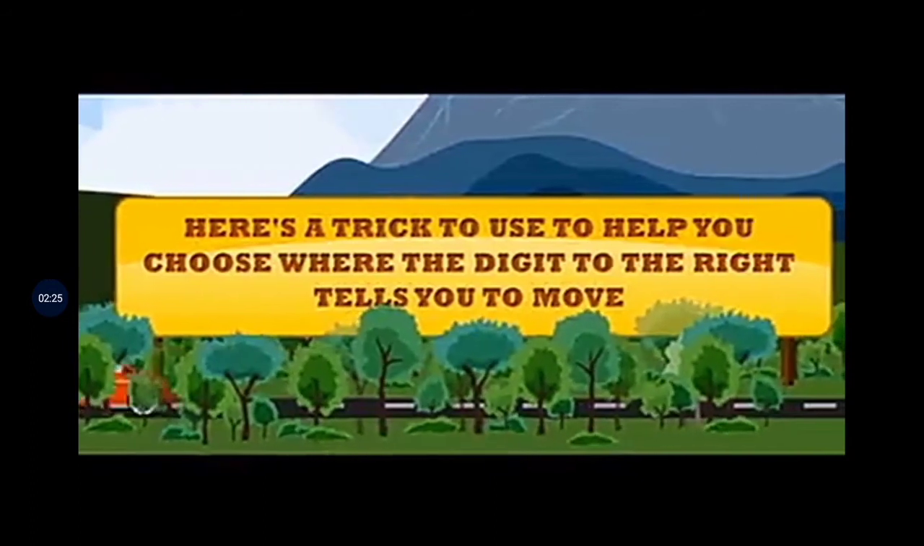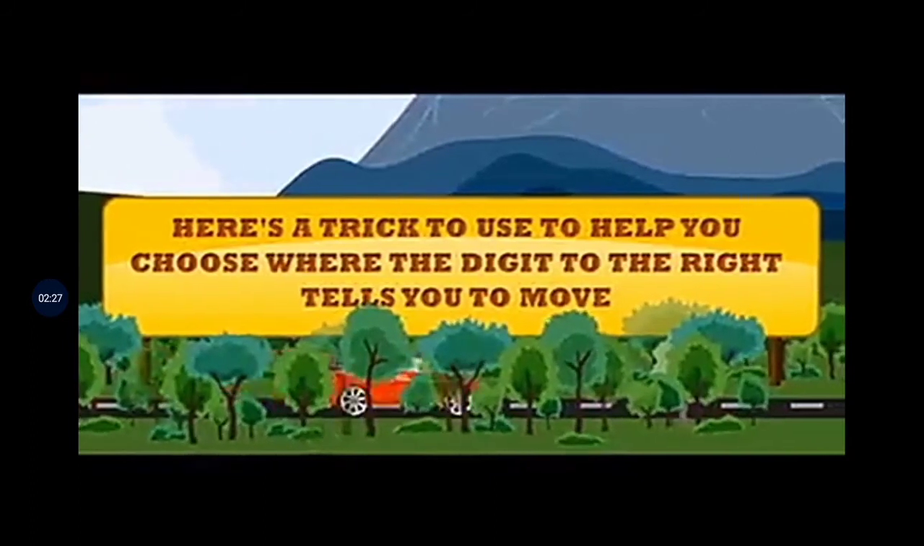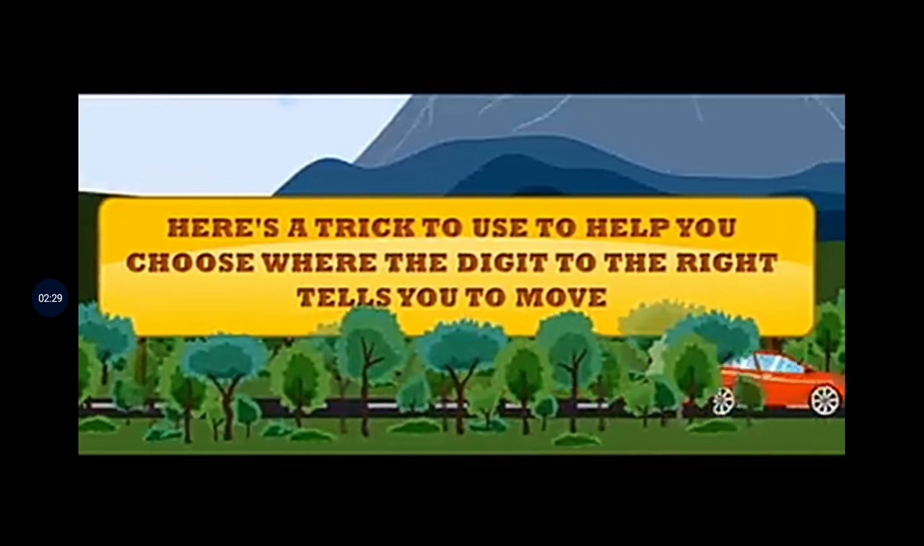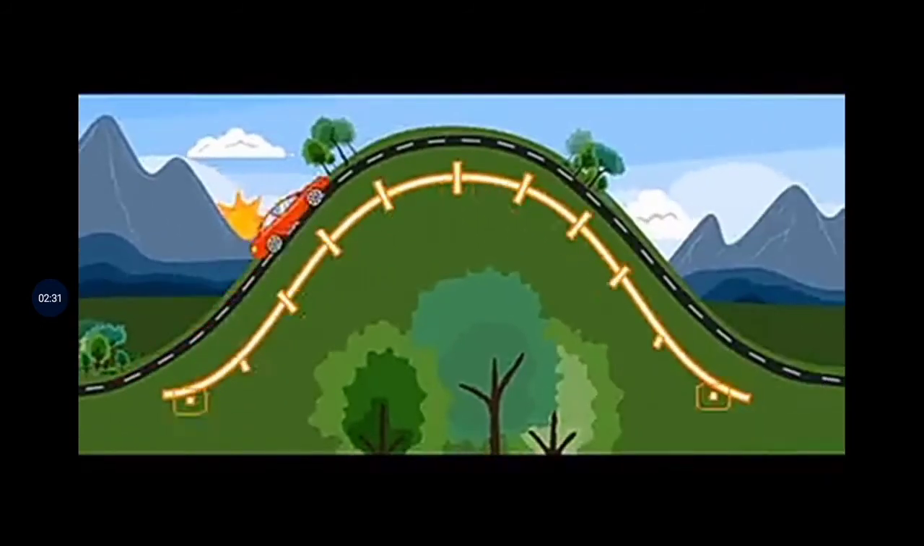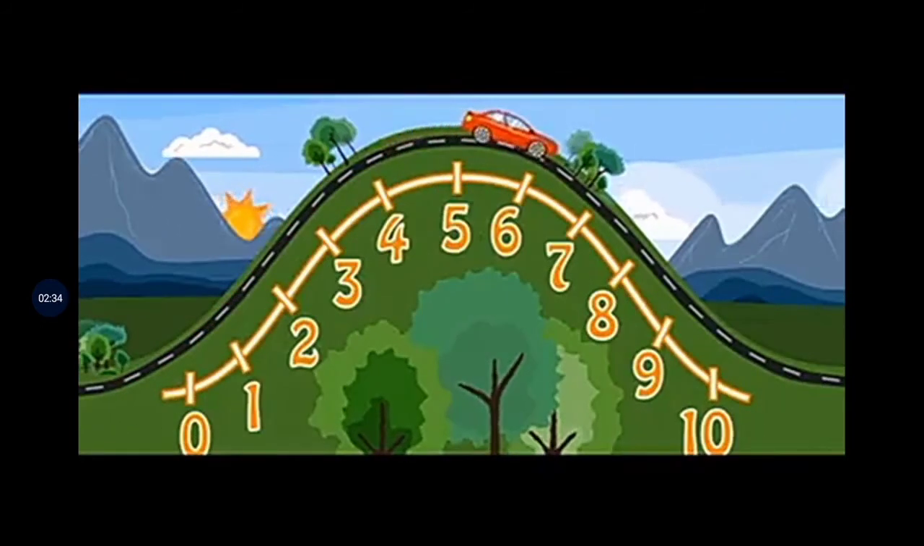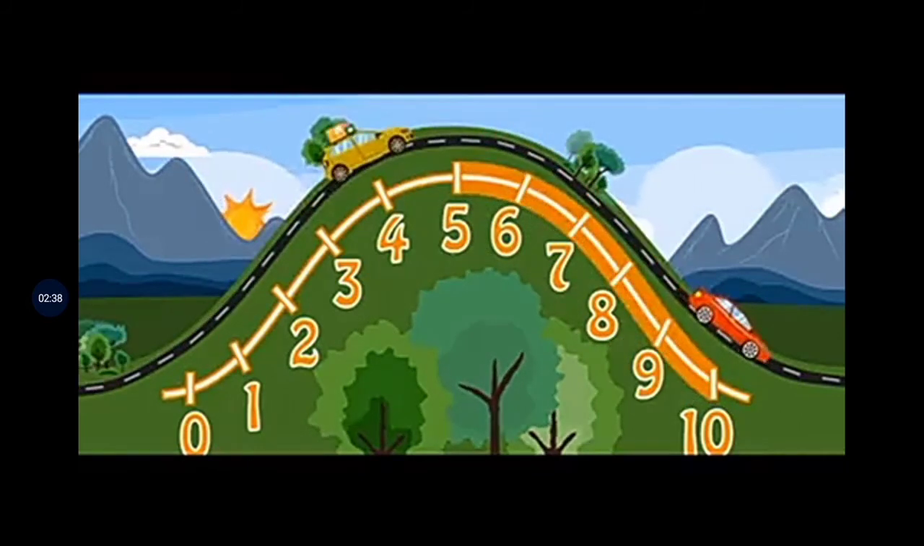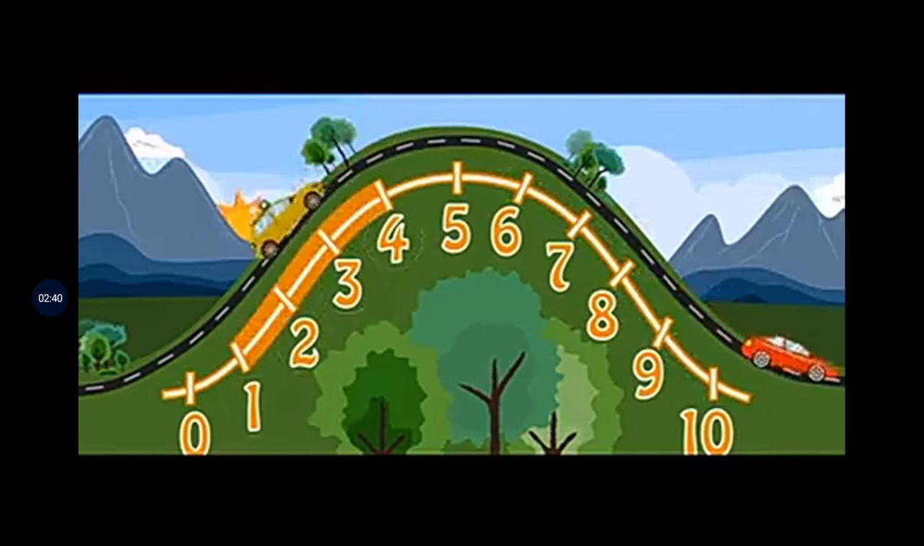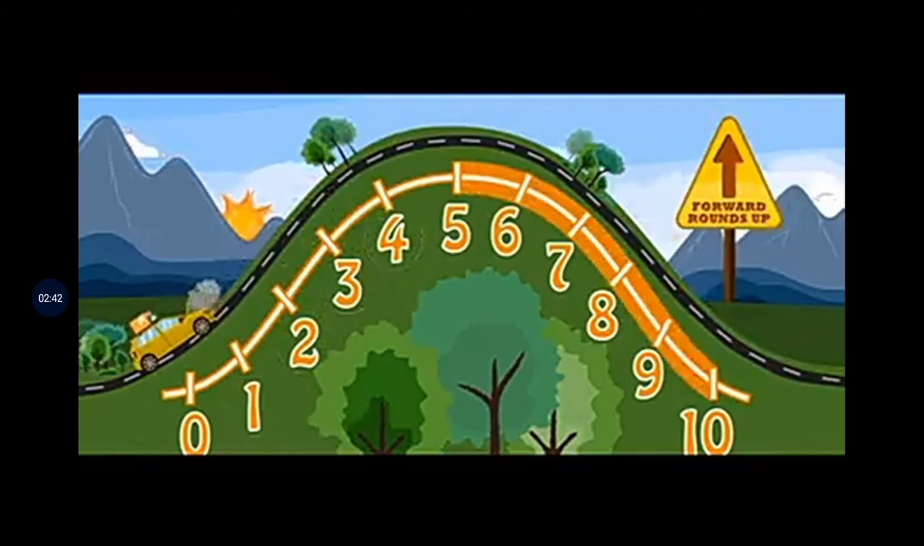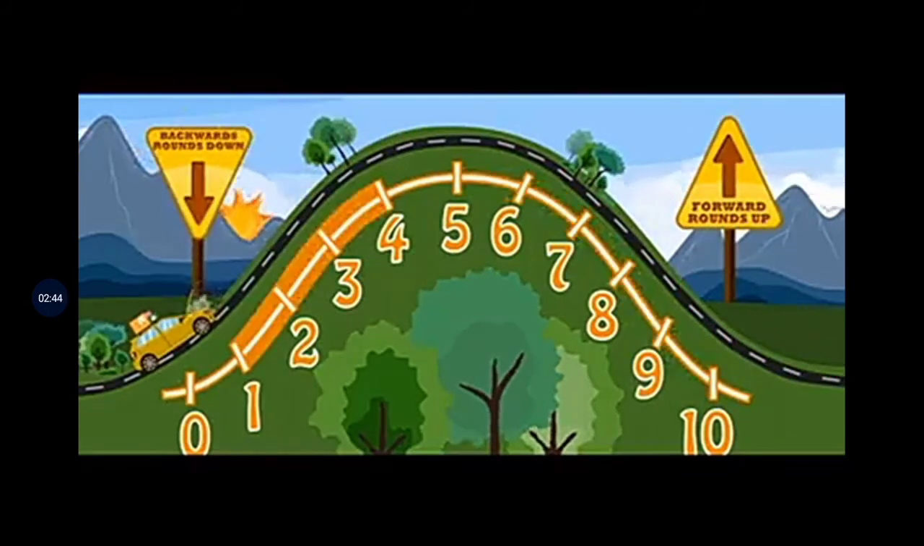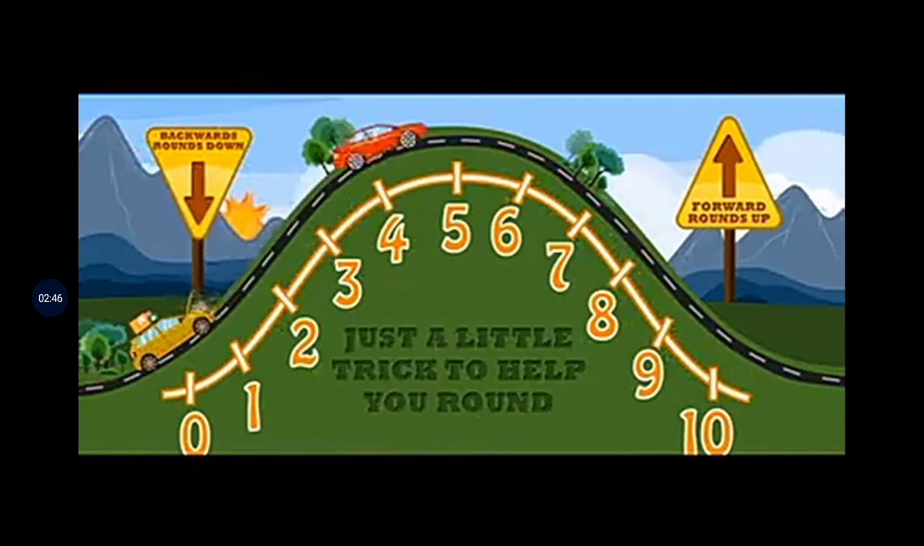Here's a trick to help you choose where the digit to the right tells you to move. Draw 0 to 10 on a hill with 5 on top. A car drives until it comes to a stop. If it's 5 or more, it moves forwards. If it's 1 through 4, it moves backwards. Forward rounds up, backward rounds down. Just a little trick to help you round.